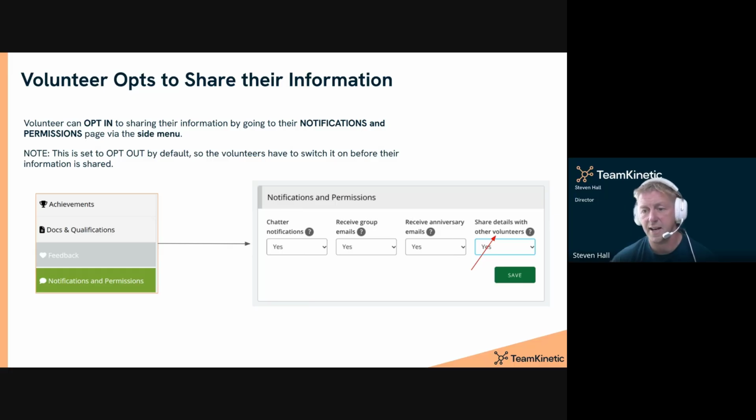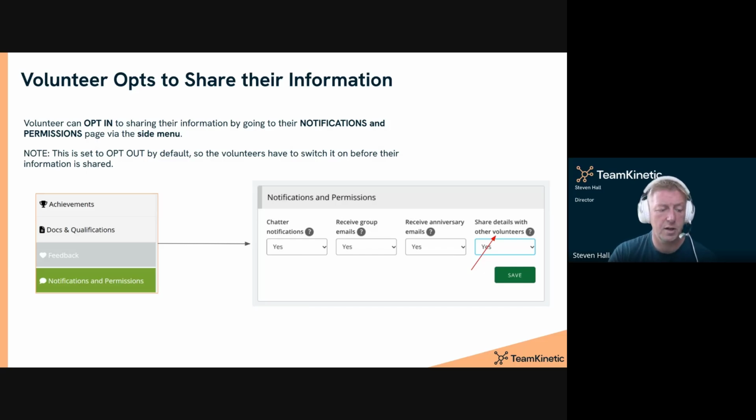So that needs to be set to yes. If that's set to no, none of their information will ever be shared. So all those three things need to be set to yes: system level, an opportunity, and then the volunteer on that opportunity has to have it switched to yes, as per the screenshot.